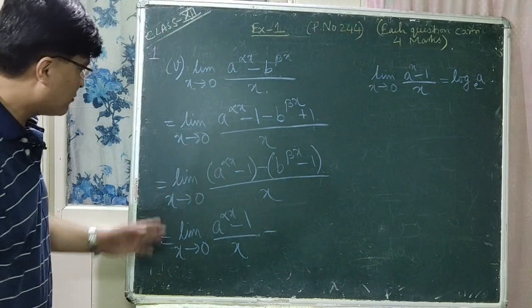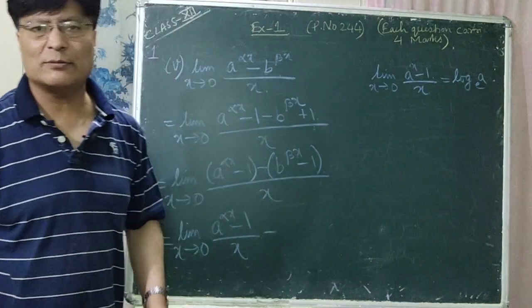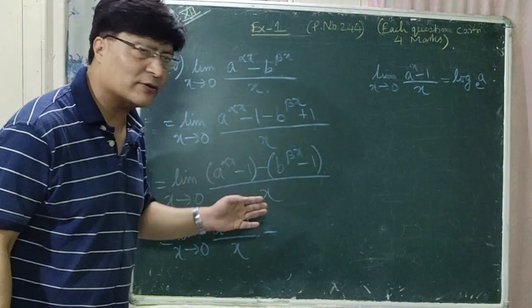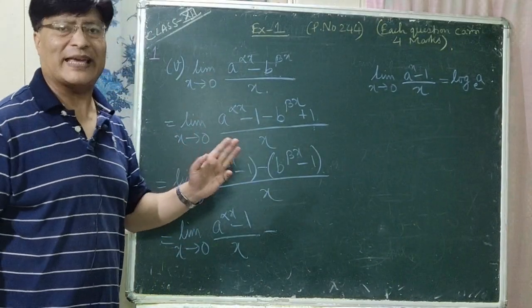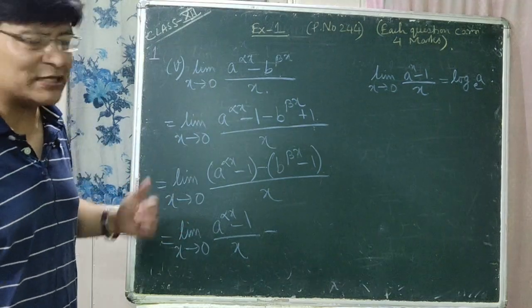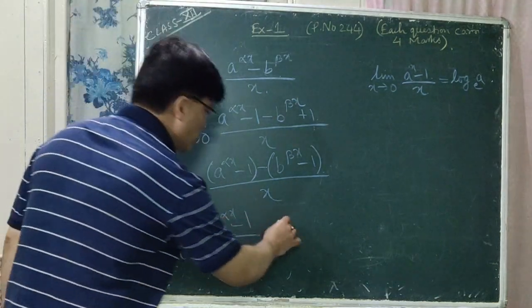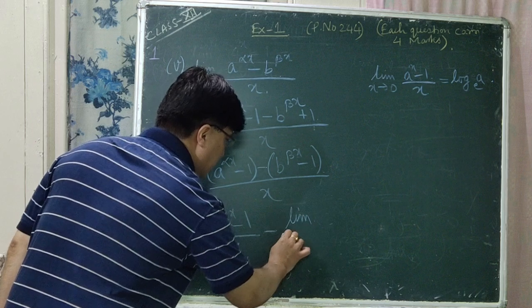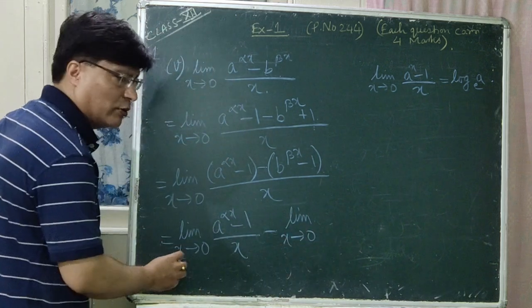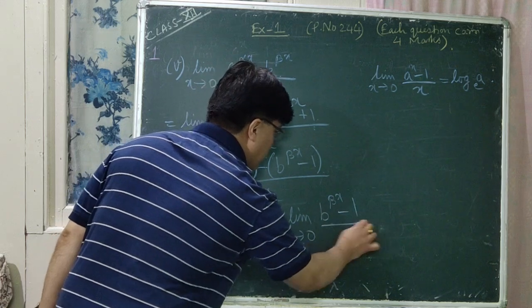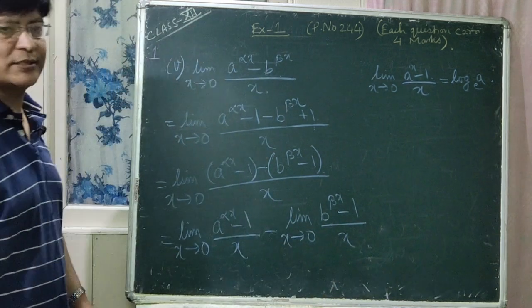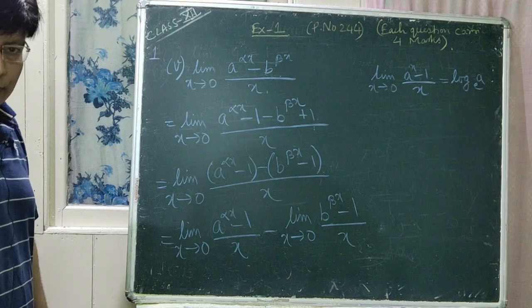Minus. You can write down limit in the second term also, because the second term also contains x, isn't it? So wherever there is x, you have to write down limit x tends to 0. So here also you can write limit x tends to 0, then b to the power beta x minus 1 whole divided by x. Is that understood now?